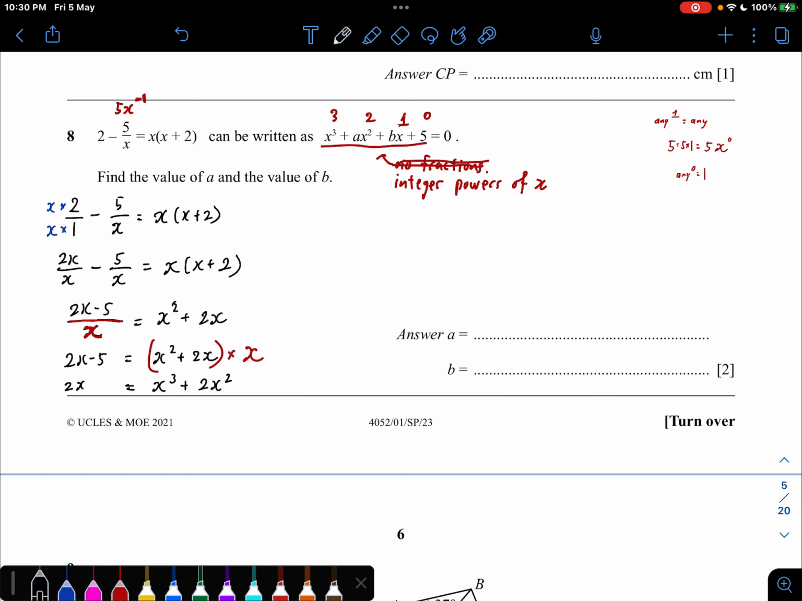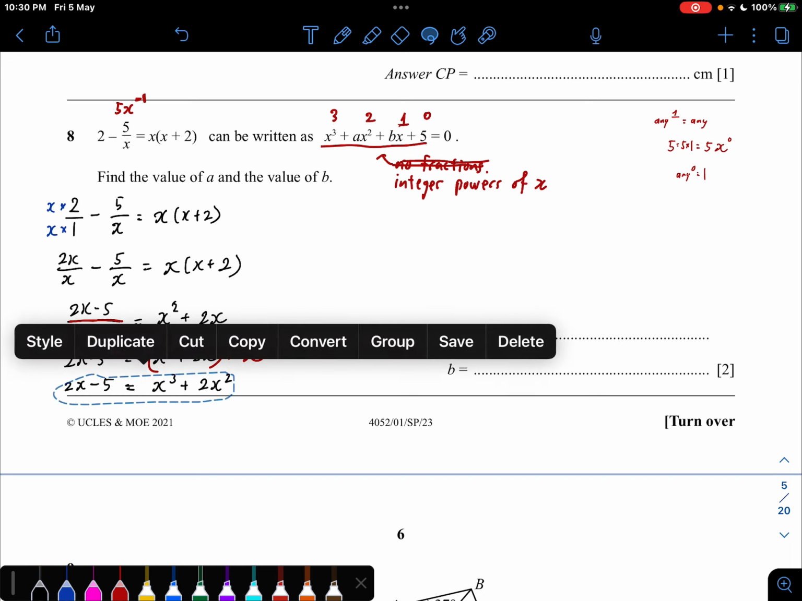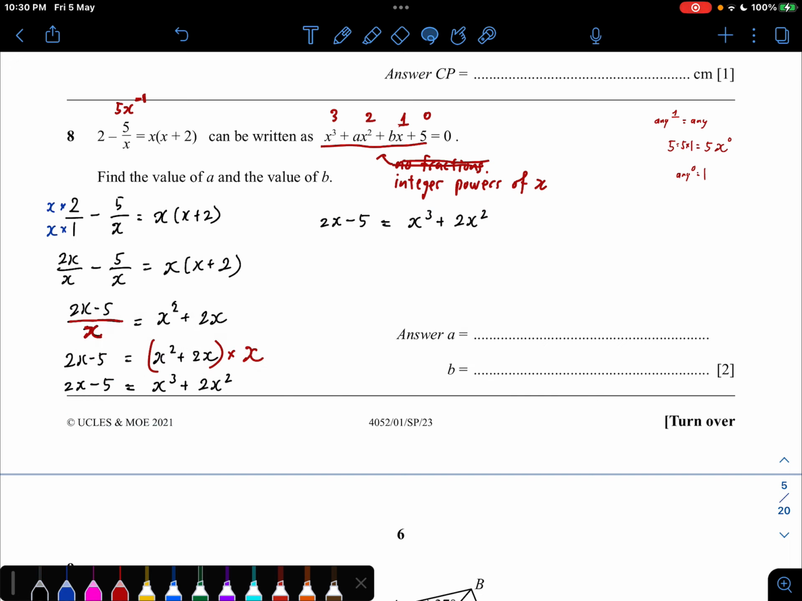So copy the left hand side. Let me just bring the working up. Continue over on the right side. So let's see, we need a positive 1x cubed, right?